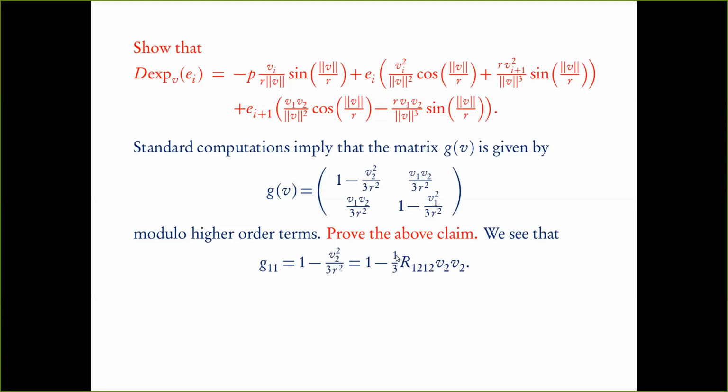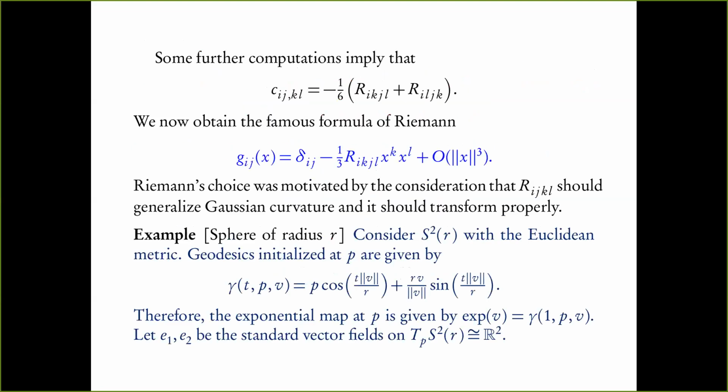It should be 1 minus 1/3 r of 1, 2, 1, 2, v2, 2, because we're expanding G11, where I is 1 and J is 1. And the only term that survives in G11 is v2 square, which is v22. So the coefficient that should appear in front is r1212. Is that clear? Just think about it for a minute and go back to the notation in the formula.